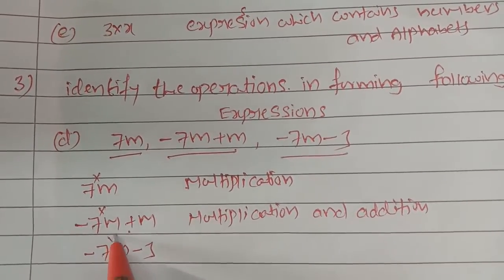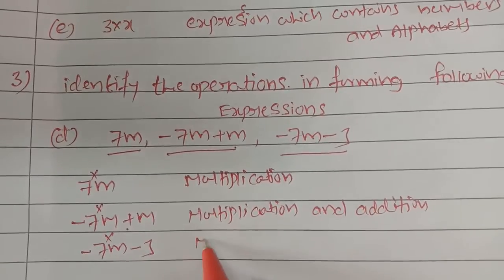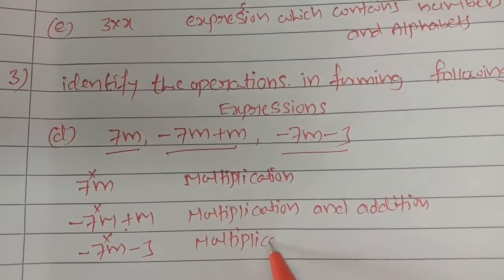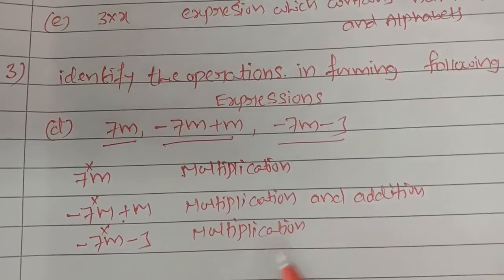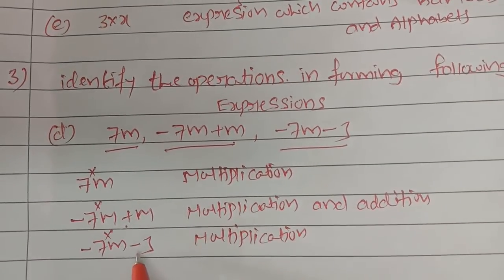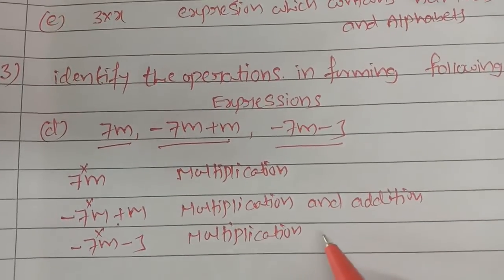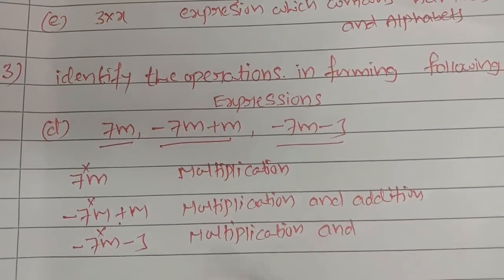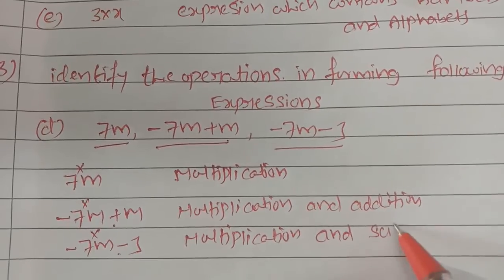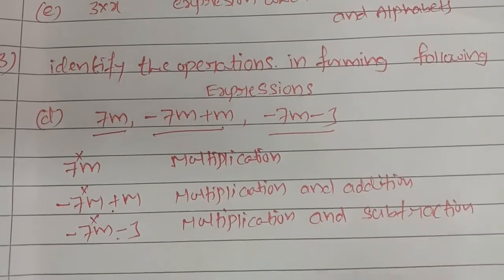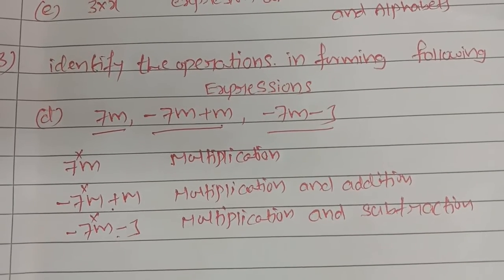And we have one more expression, which is minus 7m minus 3. Here in between there is no symbol, so into. So here we took the operation multiplication. This expression contains two terms. The first term is formed by multiplying, and next they subtracted. The next operation is subtraction. Like that we can write the operations.